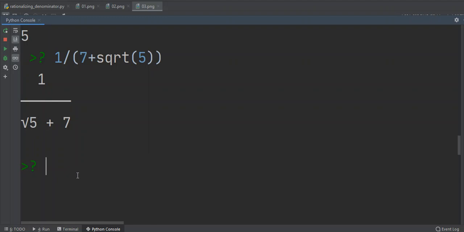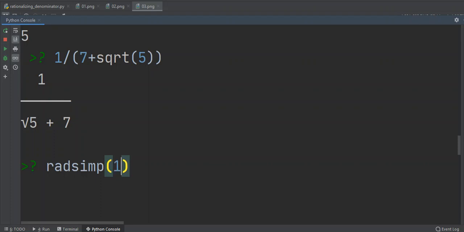SymPy has one more trick up its sleeve, and that's the function radsimp, spelled R-A-D-S-I-M-P, presumably short for radical simplification or something to that effect. And recall, we already imported everything from SymPy when we initialized our session, so there's no need to separately import radsimp. We already have it. So we type radsimp with these parentheses, and then we can type in our expression.